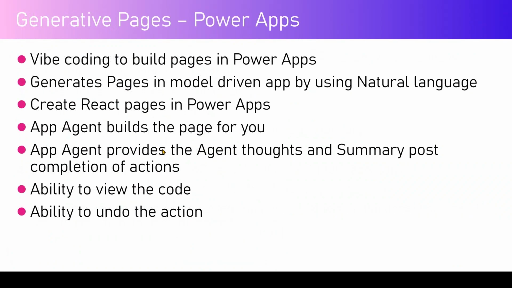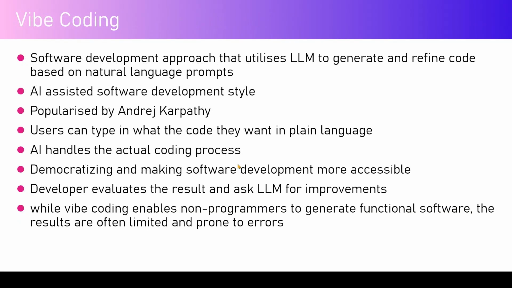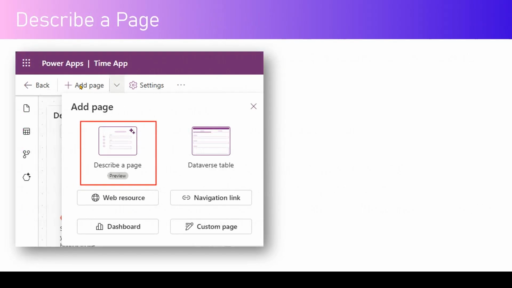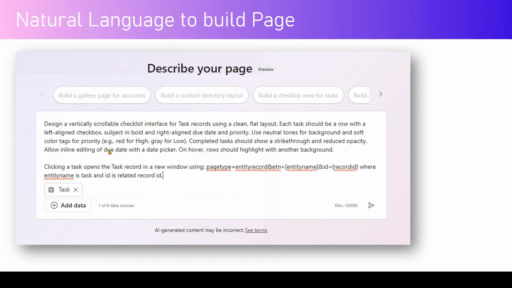So the app agent basically builds the page for you. It will create a React page in Microsoft Power Apps. The app agent provides the agent's thought and summary post completion of actions. Now you can view the code and you can also undo the action which has been created by AI. This is how the option will look in a model-driven app: Add page, describe a page. It's in preview. You click on describe a page and then you can start describing using a prompt.